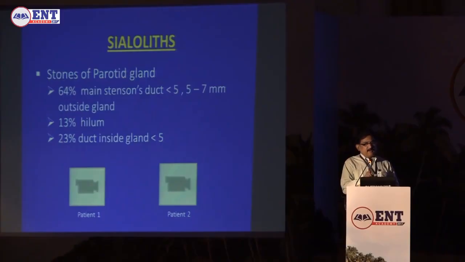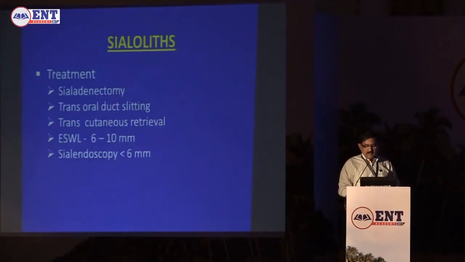You cannot withdraw a basket through the scope holding a stone, because this endoscope will have only 1 mm channel and the stone is 4 mm. So it gets stopped at the tip of the scope. The whole scope and stone has to be taken out. So these are the treatments which I told you.